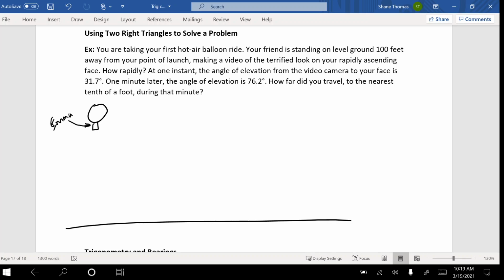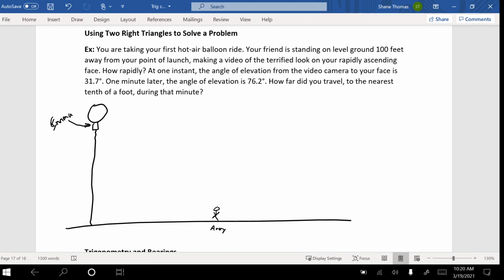All right, so then who's standing on the ground taking a video of you, making fun of you? Probably Avery. Okay. So we've got Avery right here. She's watching you in the balloon. Now, we're assuming that your balloon just went straight up in the air. Okay? There's no wind blowing it back and forth. We went straight up in the air. So here's your path of ascent.